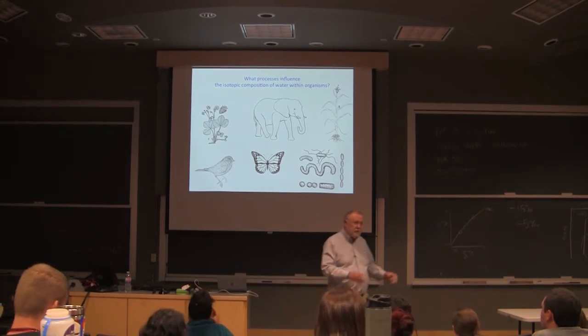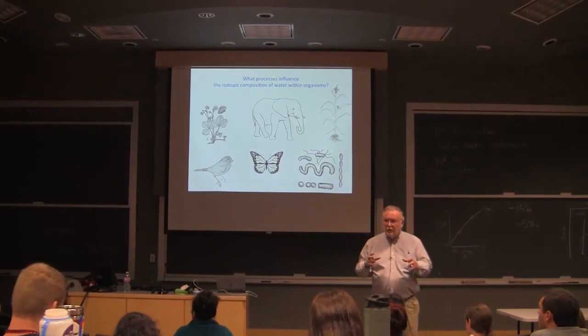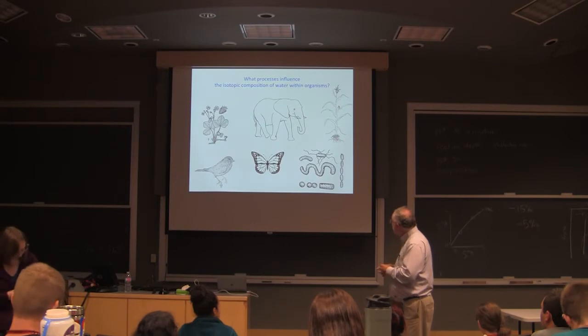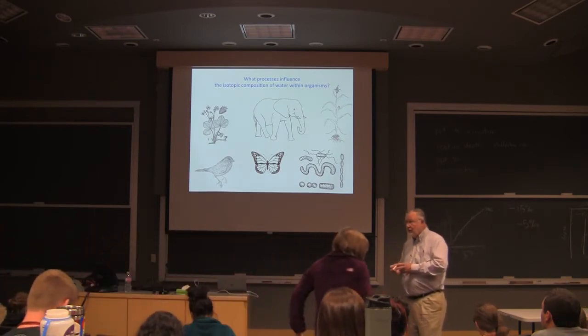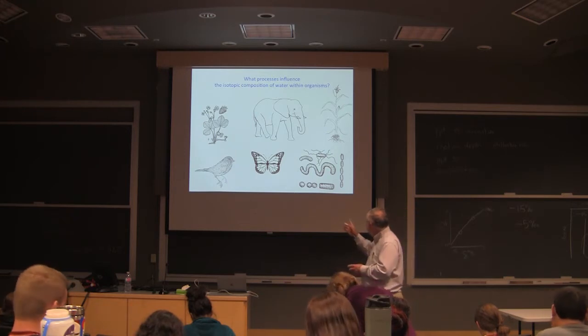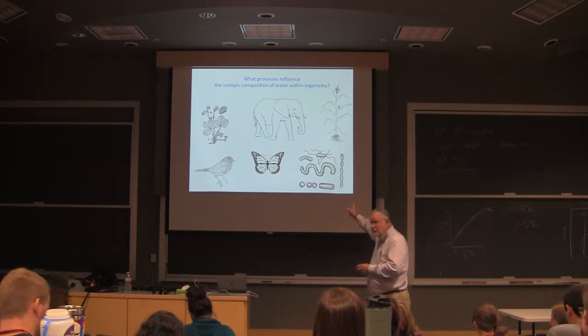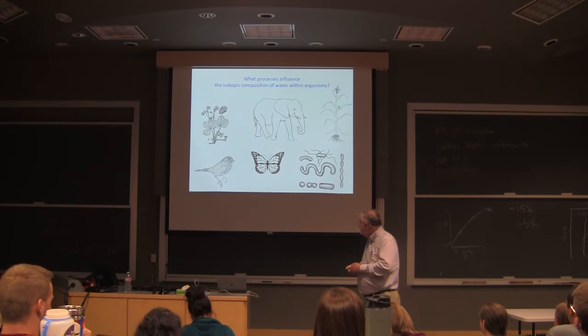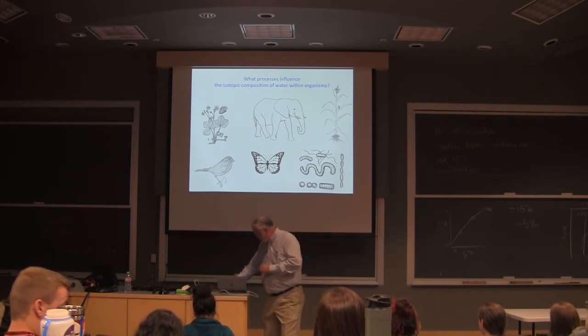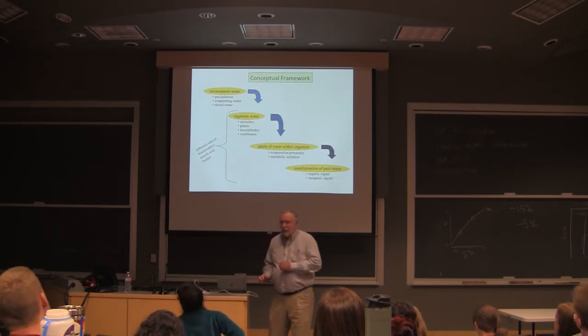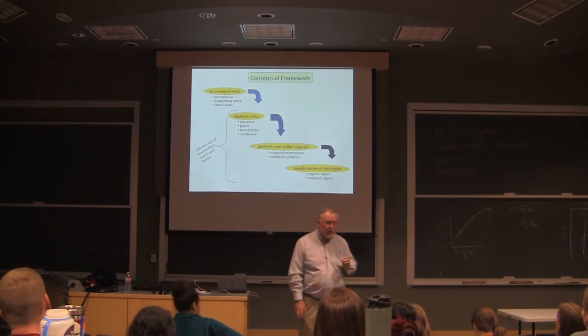Processes now influence the isotopic composition of water when it's in an organism. And I'm going to talk about my favorite organisms, which are plants, but I have to recognize that there are other organisms like elephants, microbes, butterflies, and birds. So if you look at the isotopic composition of those organisms, what are the principal rules that apply to everybody?